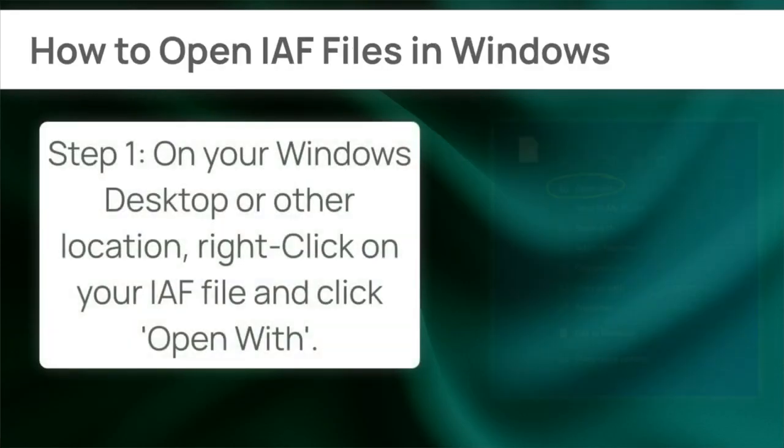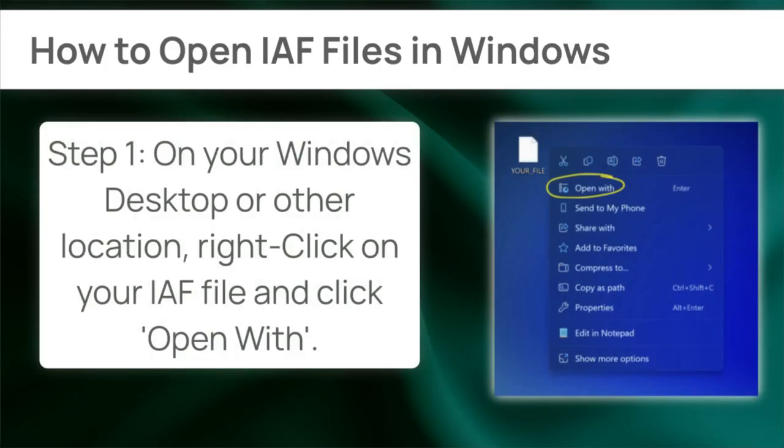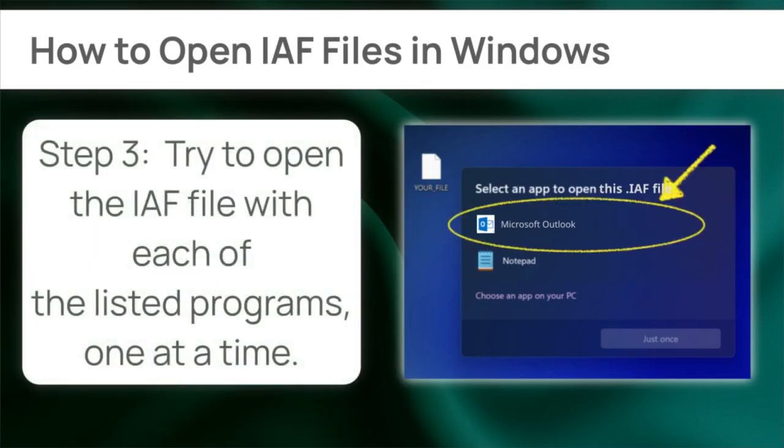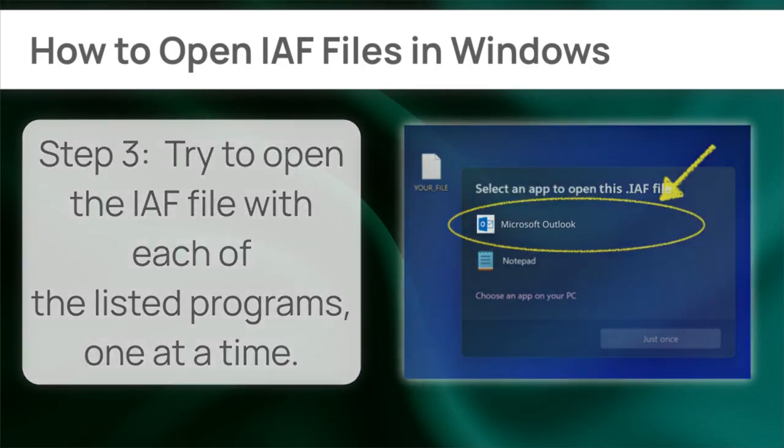Your essential first move is the file association test. Right-click the IAF file and choose Open With. If Microsoft Outlook is on your machine, test it. If not, choose another program. Don't worry if you need to try a few.